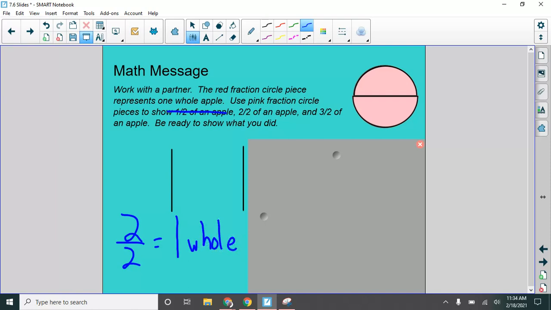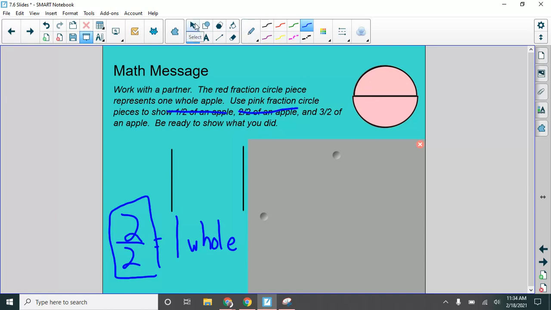Let's see if you can explain it. Imagine that somebody hadn't watched this video. How would you explain to them how you would explain that 2/2 equals 1 whole? Yeah, it covers up the whole thing, doesn't it? Here's one of them. You could even show them a picture. One of them, 2 of them. All right. So we did 2/2 of an apple.